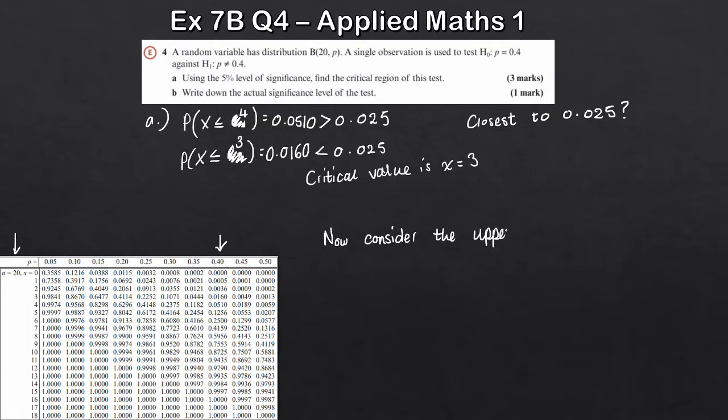Now consider the upper tail. Same idea here, but this time, instead of it being less than or equal, we're looking for greater than or equal to. So if we say x is greater than or equal, let's use u this time, so u1, and we'll use u2.